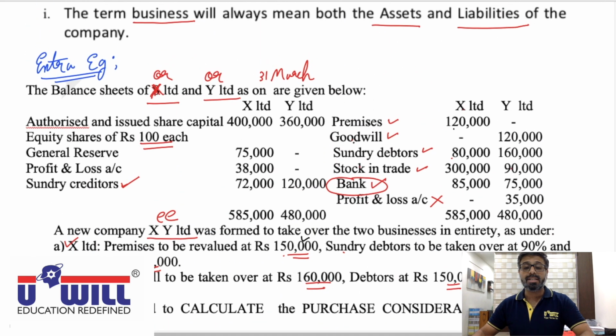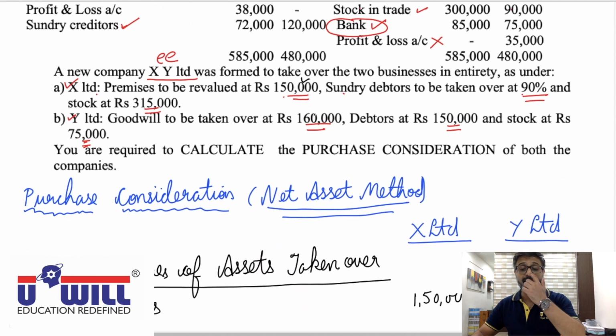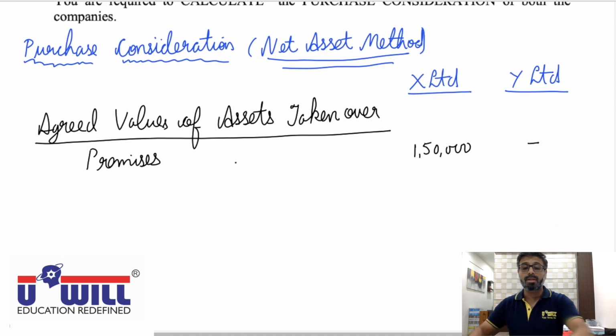In the same way, the second asset is goodwill. There is no goodwill in X Limited. In Y it's 120, but its agreed value is 1,60,000. So goodwill in Y Limited's books, its agreed value is 1,60,000.